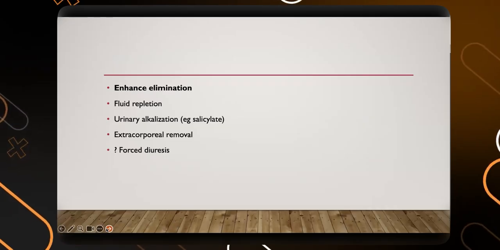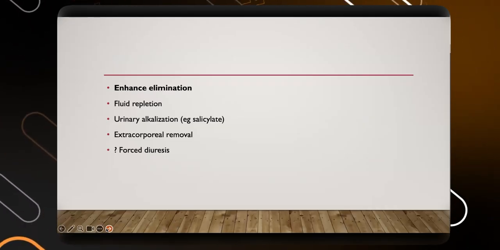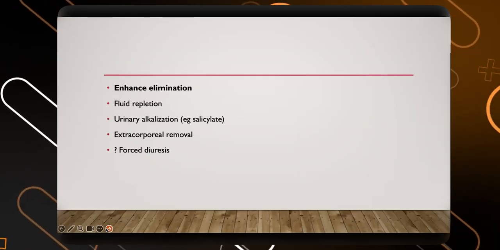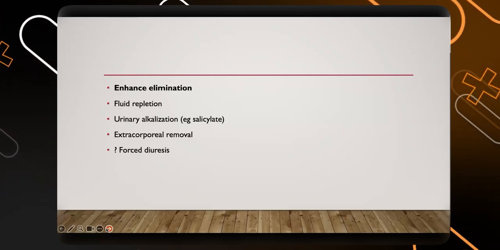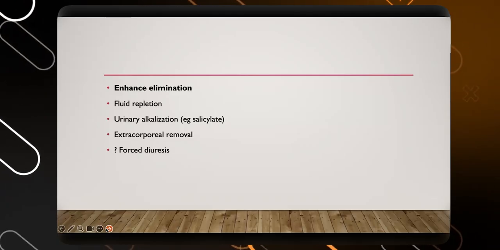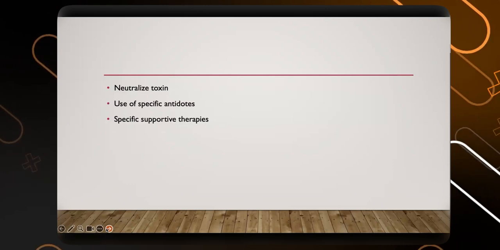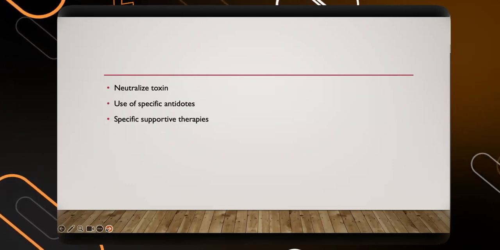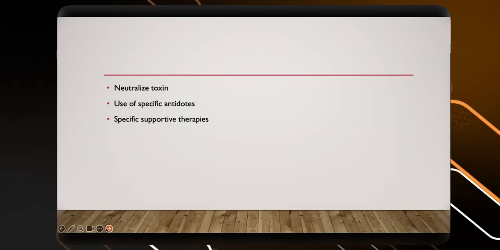The second method is to enhance elimination by fluid repletion, urinary alkalinization, for example in salicylate poisoning, extracorporeal removal, and there could be some role of forced diuresis as well. Neutralization of toxins, use of specific antidotes, and specific supportive therapies. These are all other methods for decontamination.